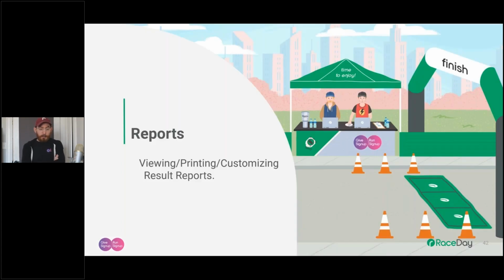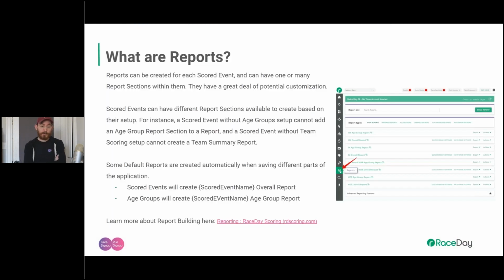Next, we're going to talk a little bit about reports. So race day scoring you can create reports for each scored event. And those reports can have one or many report sections within them. They have a great deal of potential customization. You can spend a lot of time customizing all of the reports and creating new ones. And so basically, scored events can have different report sections available to them based on their setup. So a scored event without age groups cannot add an age group report section. And a scored event without team scoring setup cannot create a team summary report.